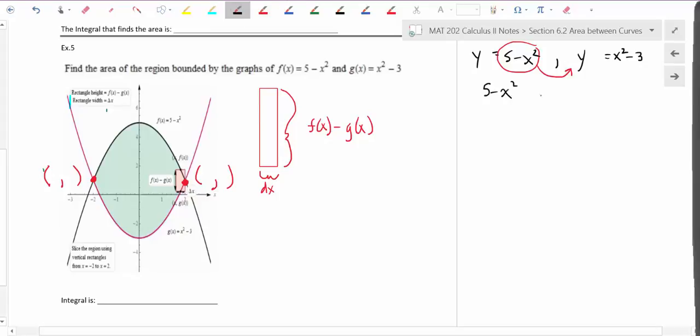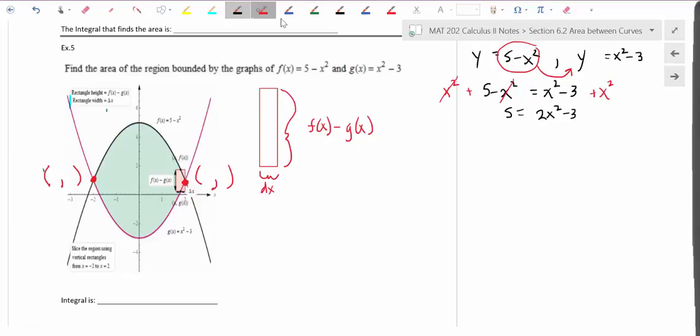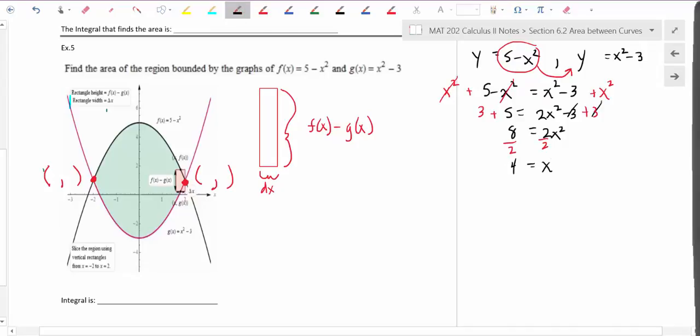So you have 5 minus x squared equals x squared minus 3. And we can solve this in a variety of ways. What I'm going to do is I'm going to just add x squared to both sides to begin with. And then that'll cancel that out. And that will leave 5 equals 2x squared minus 3. Okay, then I'm going to add 3 to both sides because I want to isolate the x squared. So that's going to give 8 equals 2x squared. Okay, then I can divide by 2. And then that will finally leave me with 4 equals x squared.